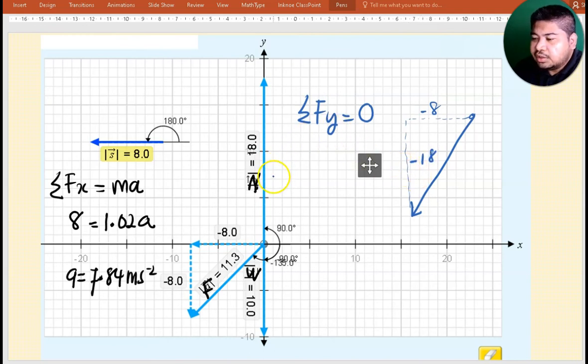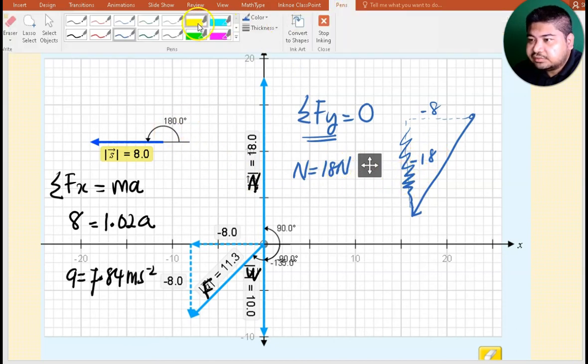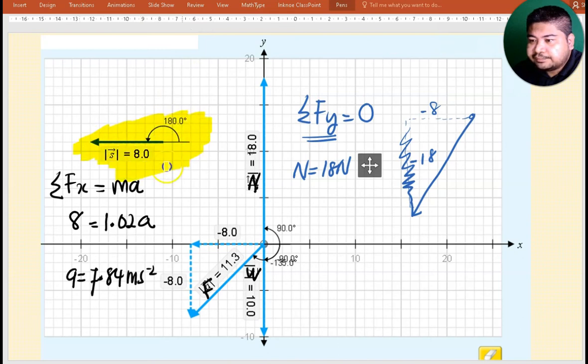Alright, so the vector n should cancel out the 18 because the sum of force in y has to be equals to 0, means that n should be equals to 18 Newton, positive 18 Newton, because this value is going to cancel out the vertical component of the resultant, so that we only have resultant in the x-axis as shown here. So we solve the questions graphically, we draw it and then use the simulation to help us.